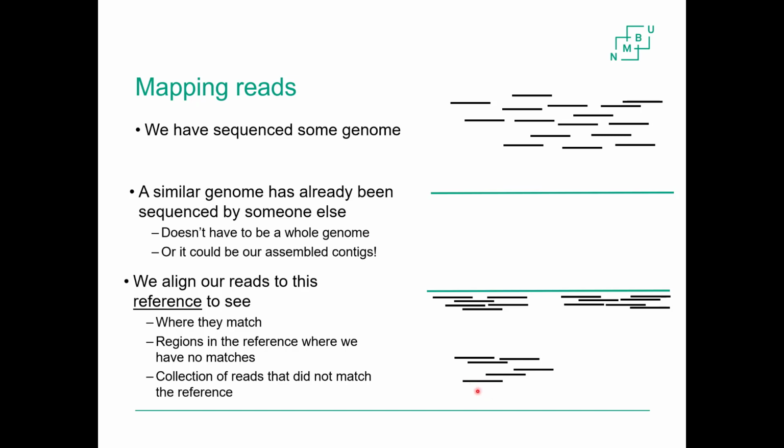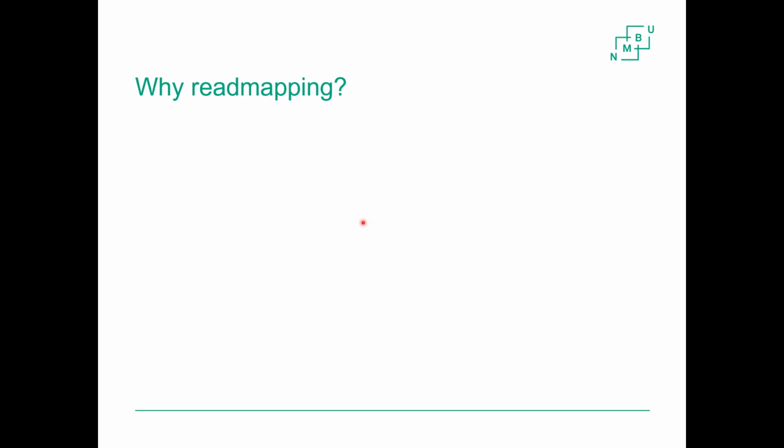We will also see later in this course that we do read mapping in order to discard reads that are contaminants. The reads that map to some contaminating organism, we throw away. And these are the reads we keep, you could say. So we will come back to that when we talk about metagenomes.